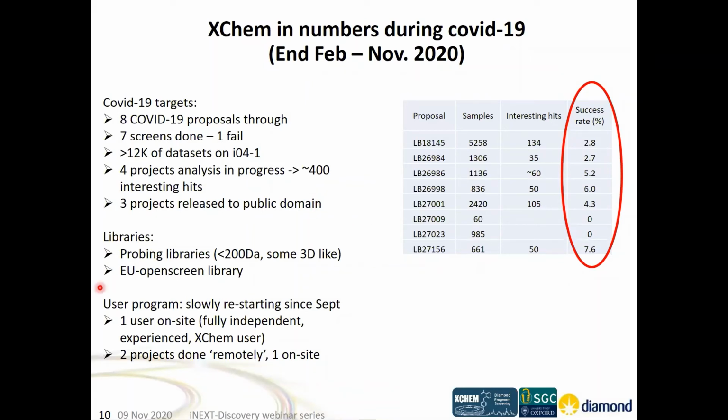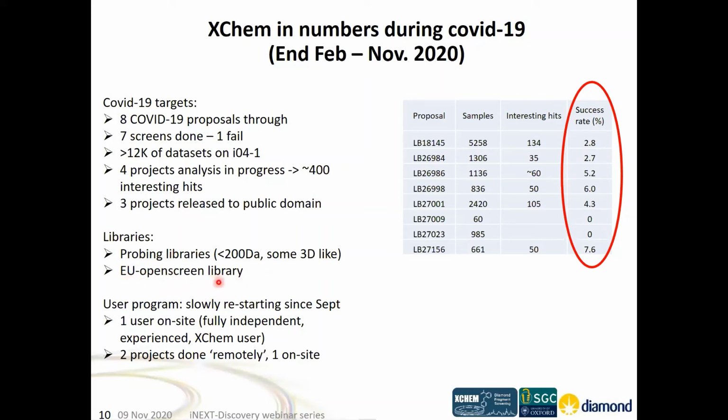So meanwhile, also what we've done in terms of libraries on the XChem platform during that time, we've been extensively testing the probing libraries. Those are libraries basically of fragments that are even smaller than 200 Daltons, and some of them are 3D-like. Those probing fragments are definitely not a starting point for lead compounds, but they can find hotspots on your protein for interactions. And this is really to help guide a bit how you can then evolve your fragments.